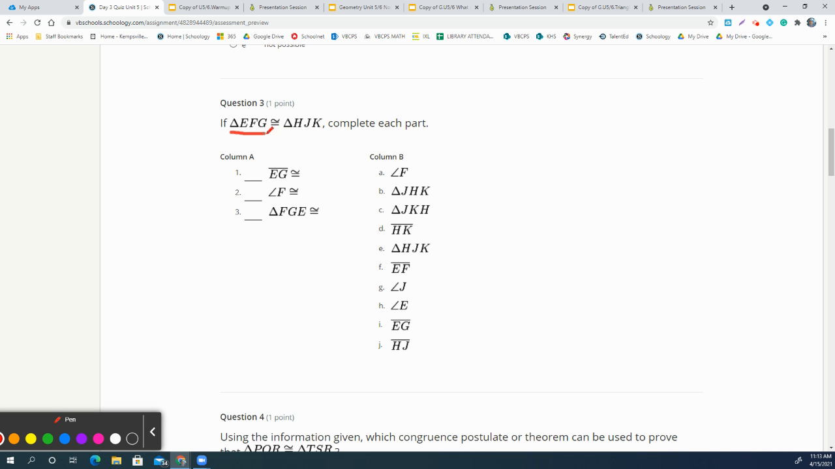If you are given something that looks like this, use that as a key. This is a gift for you. This is like your insurance. So EG is the first 2 letters. It's got to go with HK. So HK. F is that middle letter, so it has to go with J. These symbols are important. So this is angle F. Angle F goes with angle J. Angle J. Boom.